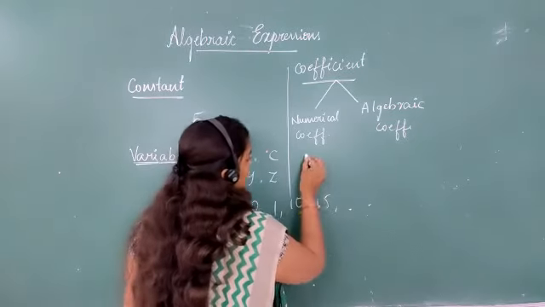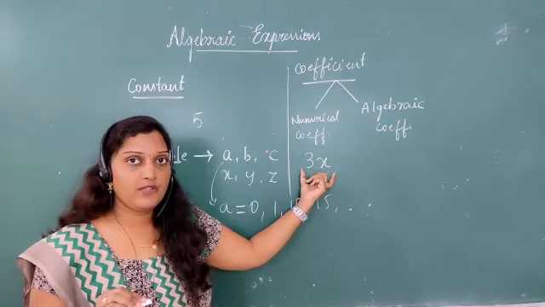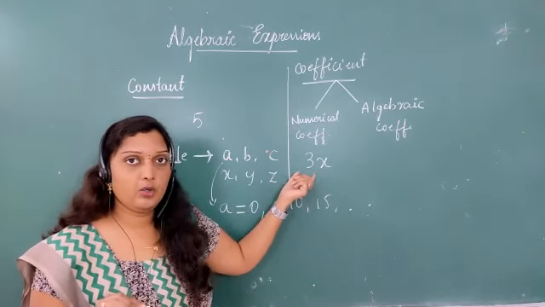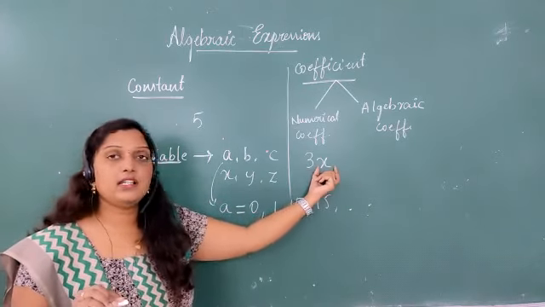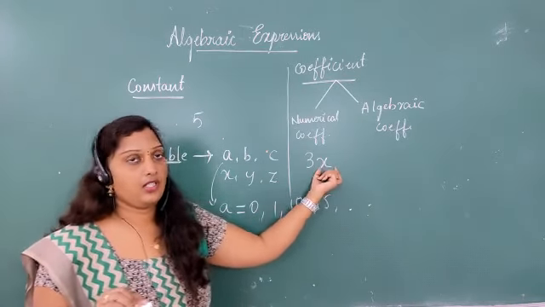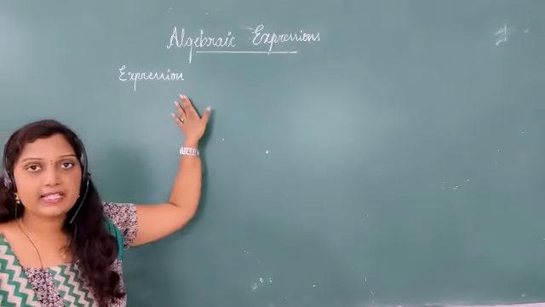We will take an example, 3x. So here what is the numerical coefficient? 3 is the numerical coefficient. And what is the algebraic coefficient? x is the algebraic coefficient. This is about coefficient. Next one is expression.